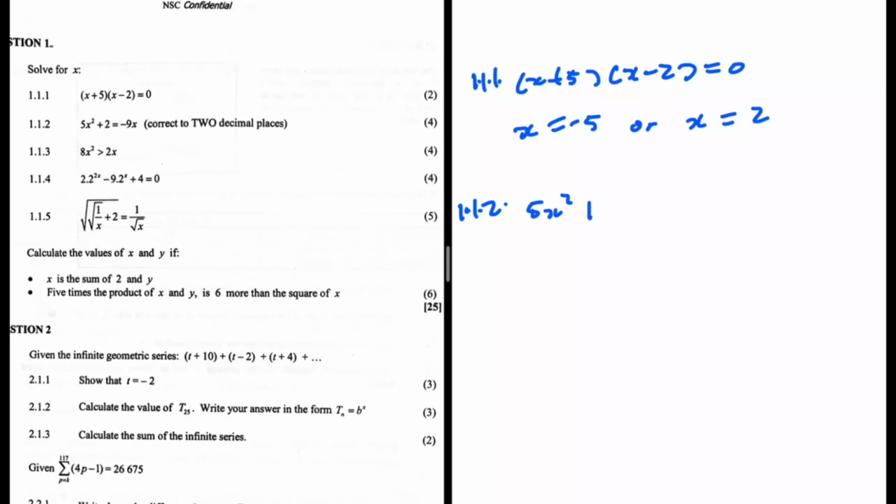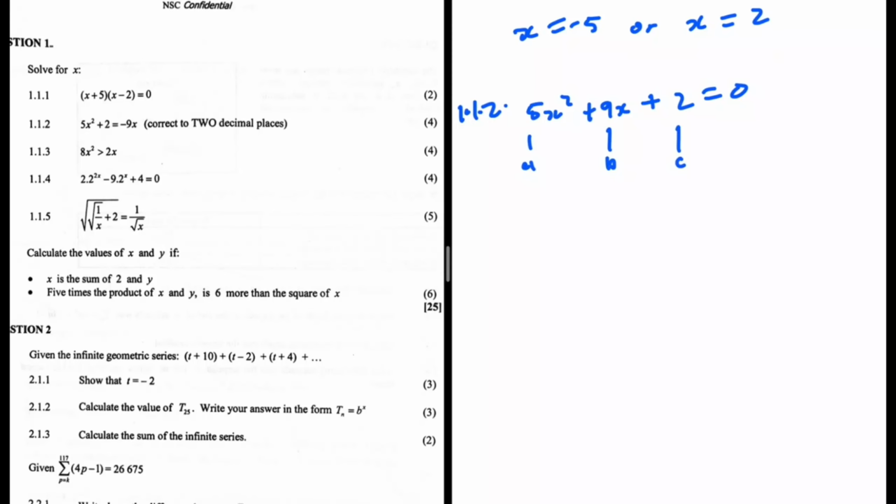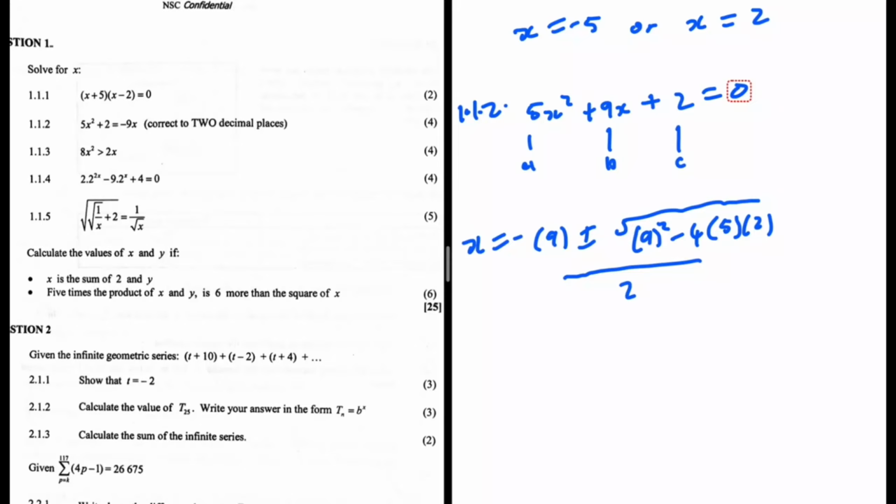So 5x squared plus 9x plus 2 is equal to 0. We have the value of a, the value of b, and the value of c. So we can go ahead and use the quadratic formula. That is to say, x is equal to minus b, which is 9, plus or minus the square root of b squared, so 9 squared, minus 4, a is 5, c is 2, everything divided by 2a, of which a is 5. So x is equal to minus 0.26, or x is equal to minus 1.54.